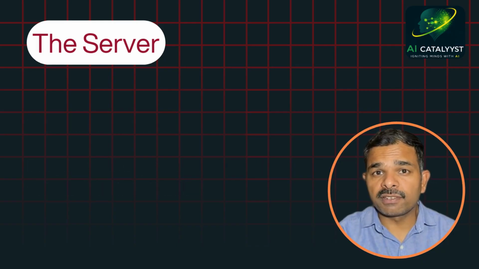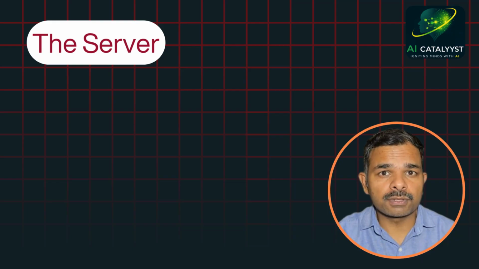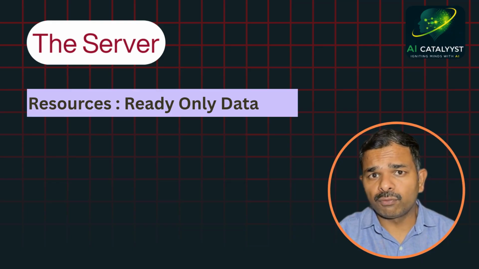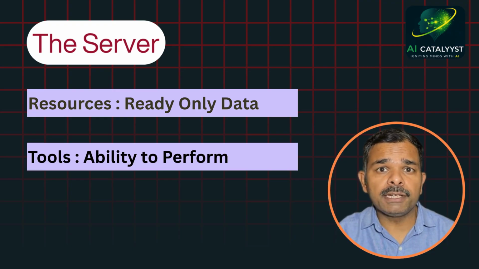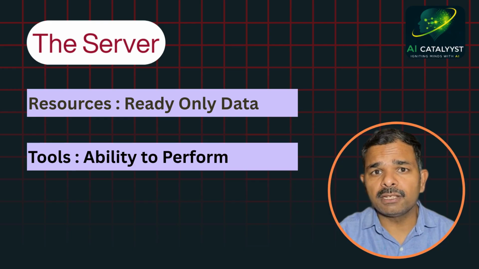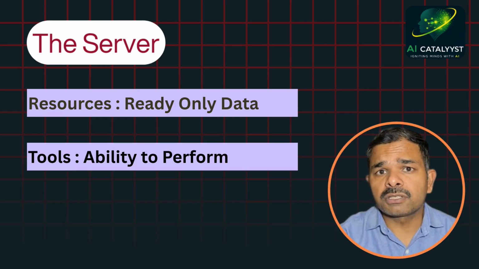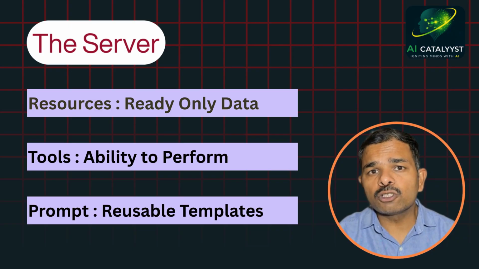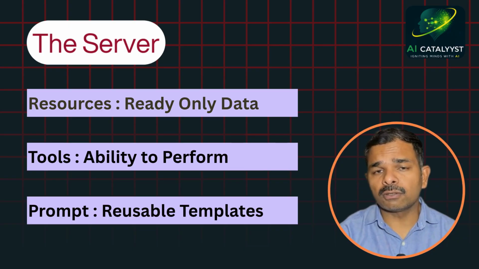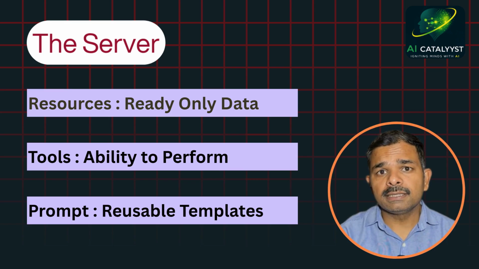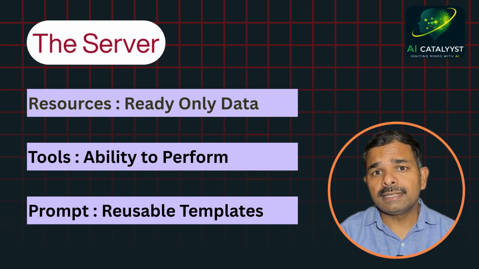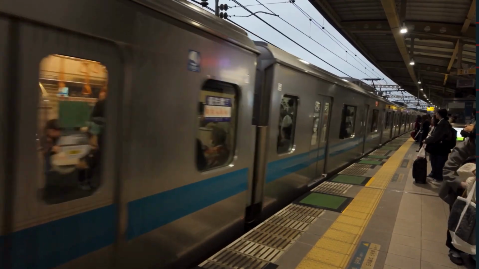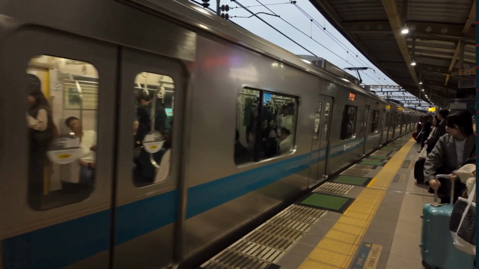The server exposes 3 types of capabilities. First is resources, which is read-only data like files, documents, databases. Second is tools, which gives the ability to perform actions like sending an email, querying a database, or maybe just writing a document. Then third is prompts, which are reusable workflows for a specific function. Back to our railway analogy, the MCP server is the destination station delivering cargo, where the actual value lives.